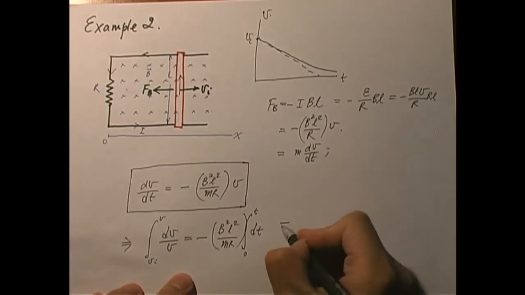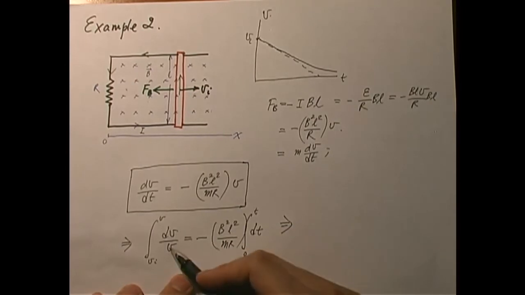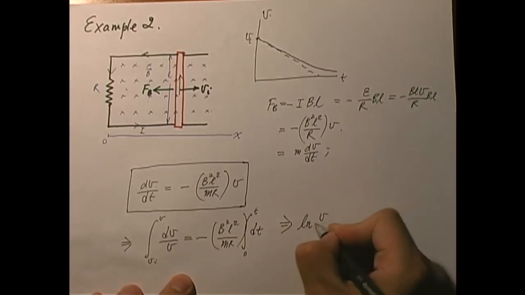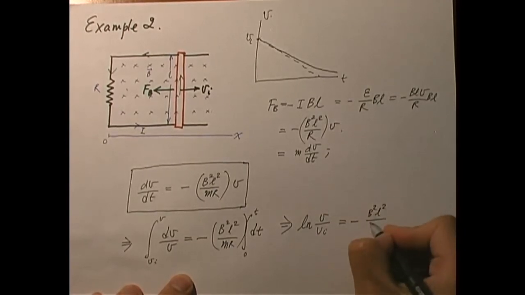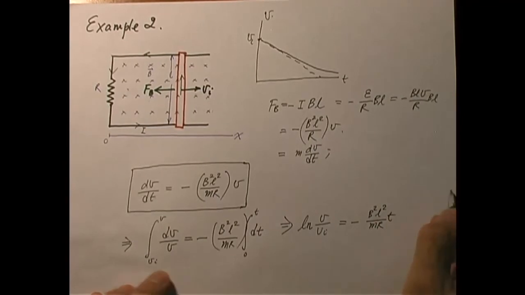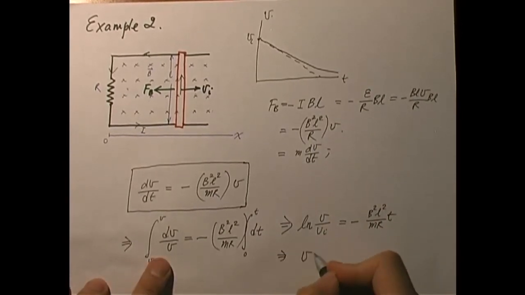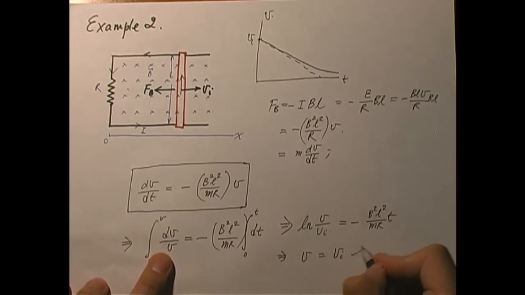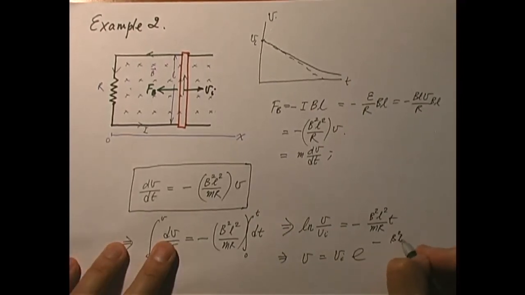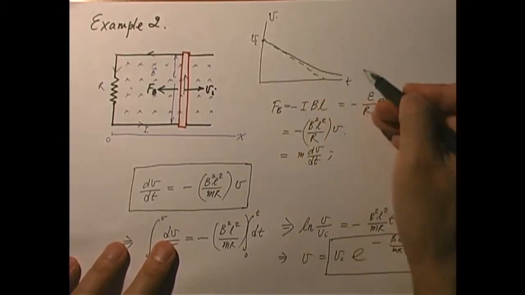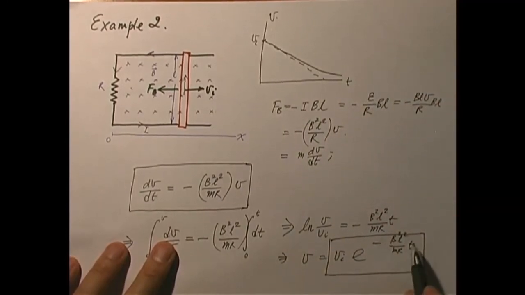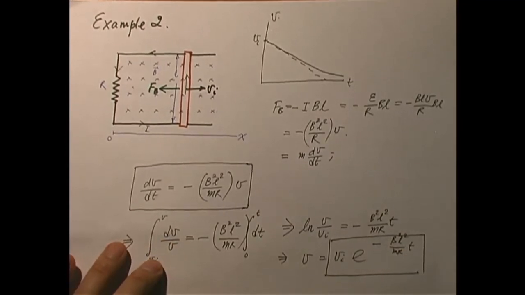So let's finish that. That is the natural log. The left hand side is natural log of v over v initial. The right hand side is negative B squared L squared over mR times t. Okay, now solve for v. V equals v initial e to the negative B squared L squared over mR times t. That indeed is, as we suspected, an exponentially decaying function. Okay, so it's e to the negative alpha t. Alpha is B squared L squared over mR. That is the same alpha that we got in the previous problem. You see how these problems are connected?